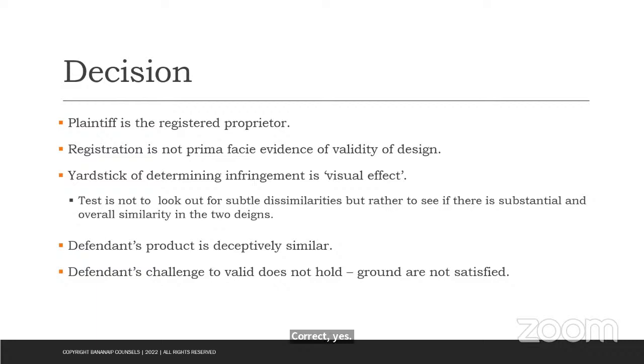Because when you're looking at a design, you're effectively looking at how the product looks as a whole, in terms of either its shape and configuration or surface pattern and ornamentation, whereas that would not be the case for a trade dress.